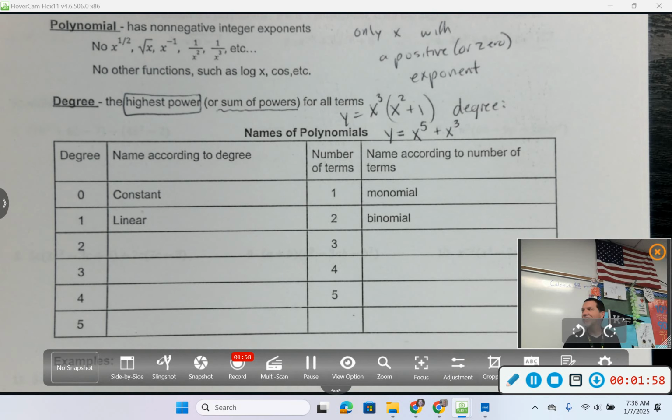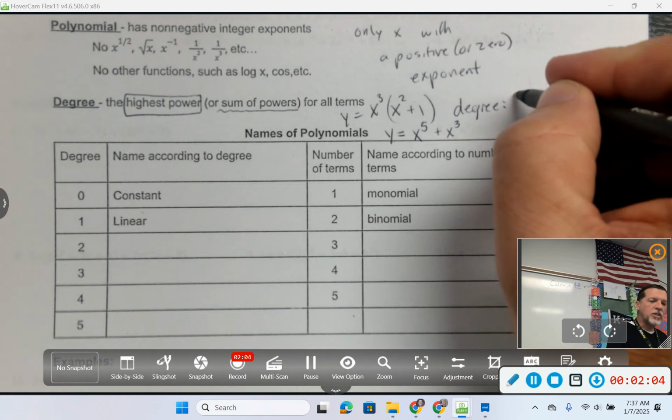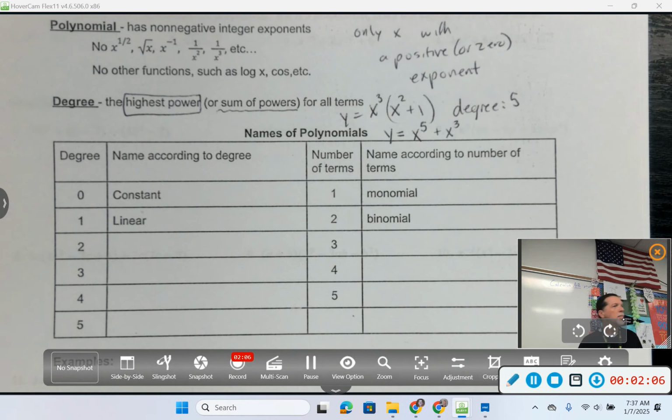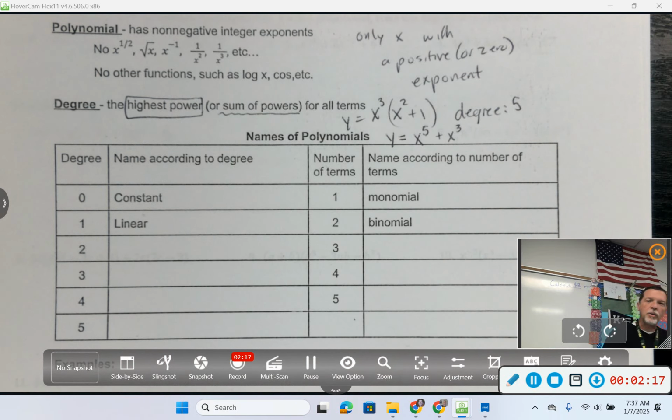So now what is the degree of that thing? Well, be careful. You don't say the degree is x to the 5th. You say that the degree is 5. It's the power, not the variable with the power. And so I don't like that it says sum of powers. I know why it says it, but highest power is the better way to phrase that.